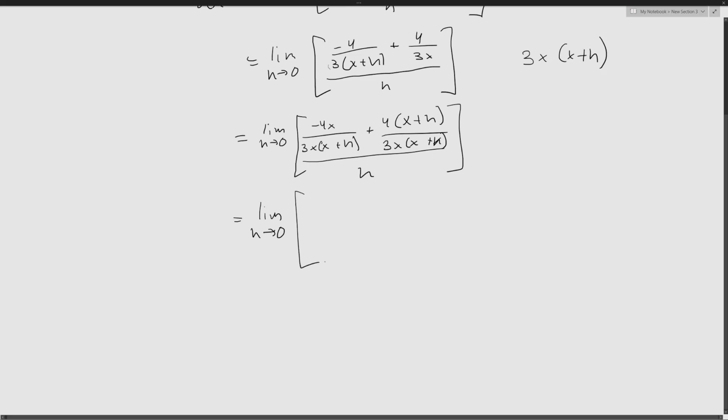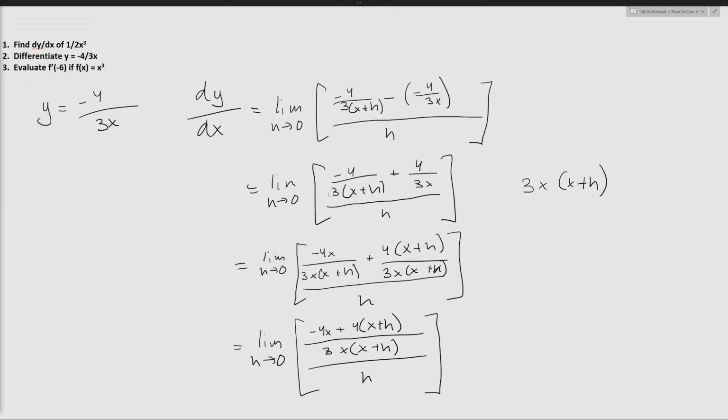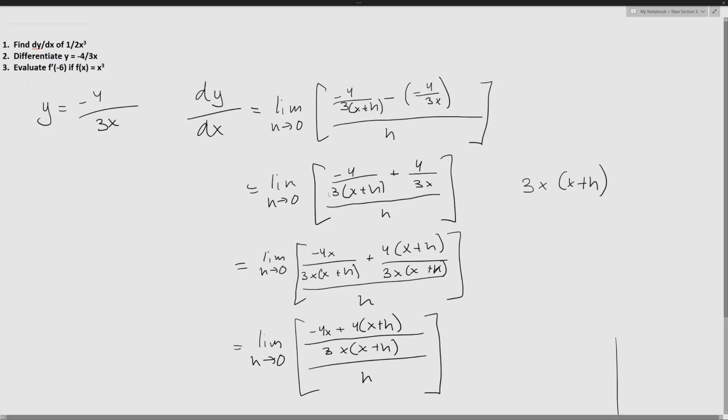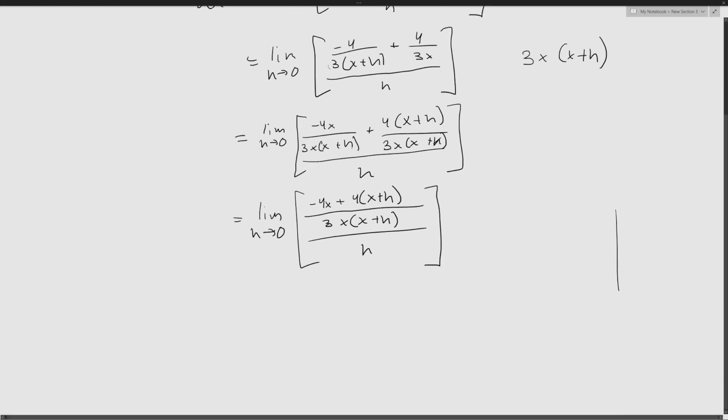But continuing with this, we can now add the two together, and we would get negative 4x plus 4 times x plus h, all divided by 3x times x plus h, divided by h. There you go. Now we have a single term. So from here, what we can do is the following. We can open up the top brackets.